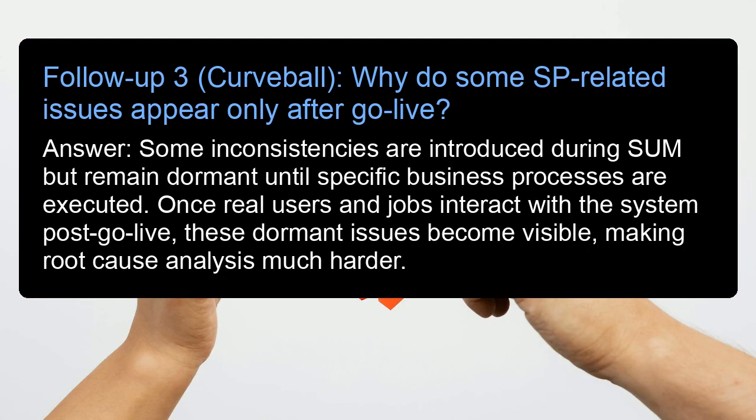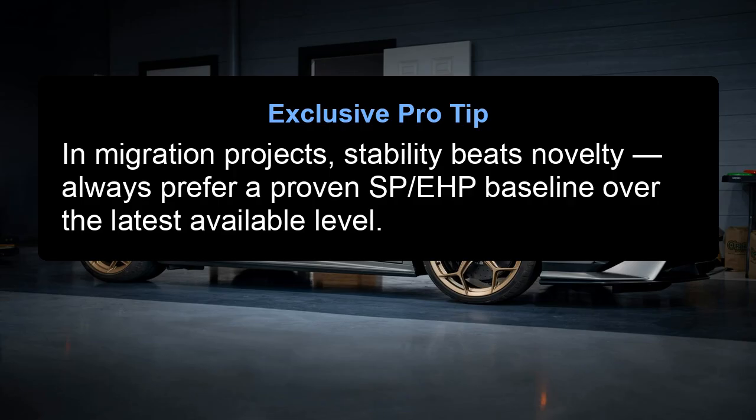Follow-up 3, curveball. Why do some SP-related issues appear only after go-live? Answer: some inconsistencies are introduced during SUM but remain dormant until specific business processes are executed. Once real users and jobs interact with the system post-go-live, these dormant issues become visible, making root cause analysis much harder. Exclusive pro tip. In migration projects, stability beats novelty. Always prefer a proven SP or EHP baseline over the latest available level.